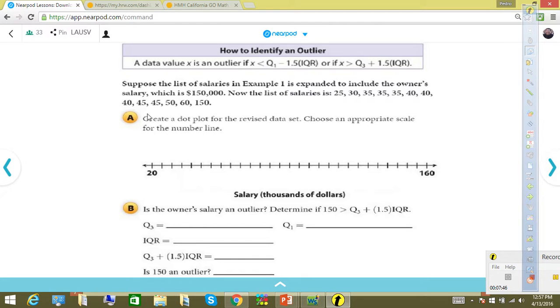But I'm going to read the problem through. It says, suppose the list of salaries in example 1 is expanded to include the owner's salary, which is $150,000. Now the list of salaries is 25, 30, 35, 35, 35, 40, 40, 40, 45, 45, 50, 60, and 150. Okay? Everybody wrote those down on their paper?